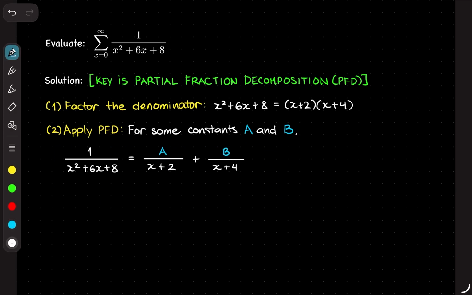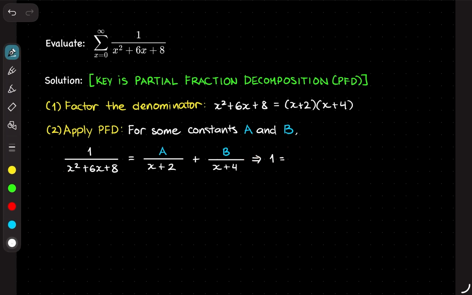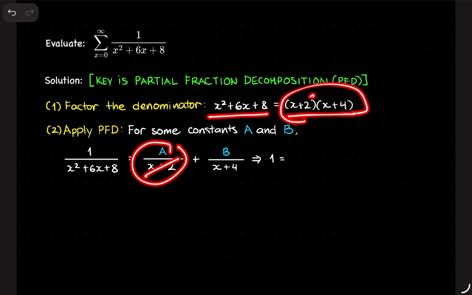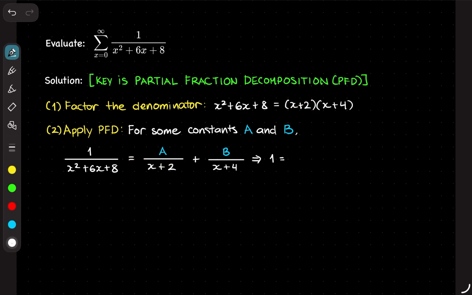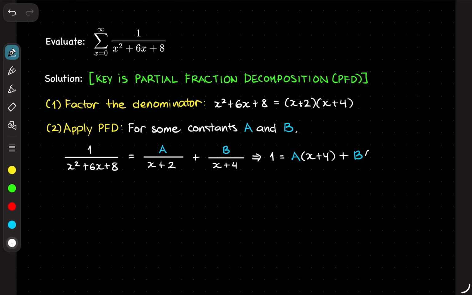Okay, good. Now from here, take note that we can multiply x squared plus 6x plus 8 both sides just to eliminate the denominators. So for the left side, we will have 1. For the right side, take note that x squared plus 6x plus 8 is equal to x plus 2 times x plus 4. So if we multiply this both sides, for this first one, the x plus 2's here will cancel out and we'll just be left with a times x plus 4. Applying a similar process to this one, it can be checked that we'll have here b times x plus 2.